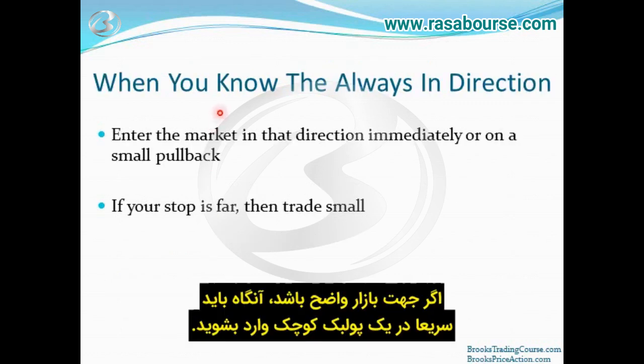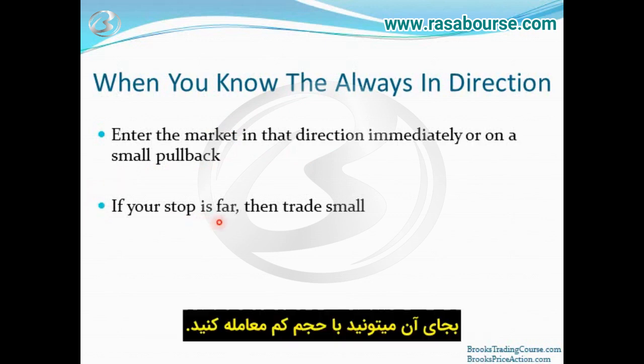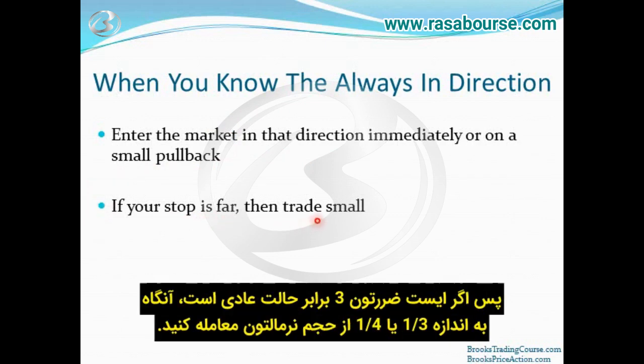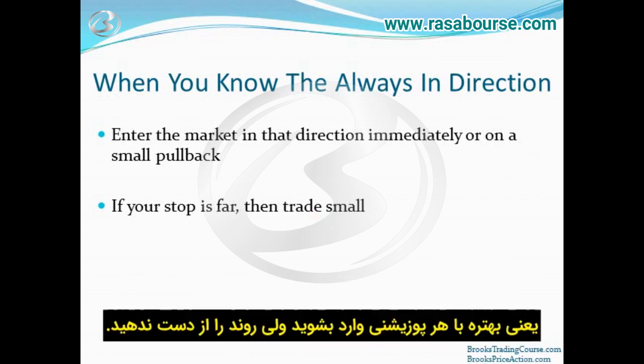Once you know the always in direction, if it's clear, you should enter immediately or on a small pullback. And if you have to put your stop far away, that's what you do. You put it far away and then trade appropriately small. So if your stop is 3 times bigger than what you normally want it to be, trade 1/3 or 1/4 your normal position size. That's okay. There's nothing wrong with trading small. It's far more important to put any position on than it is to miss a trend.